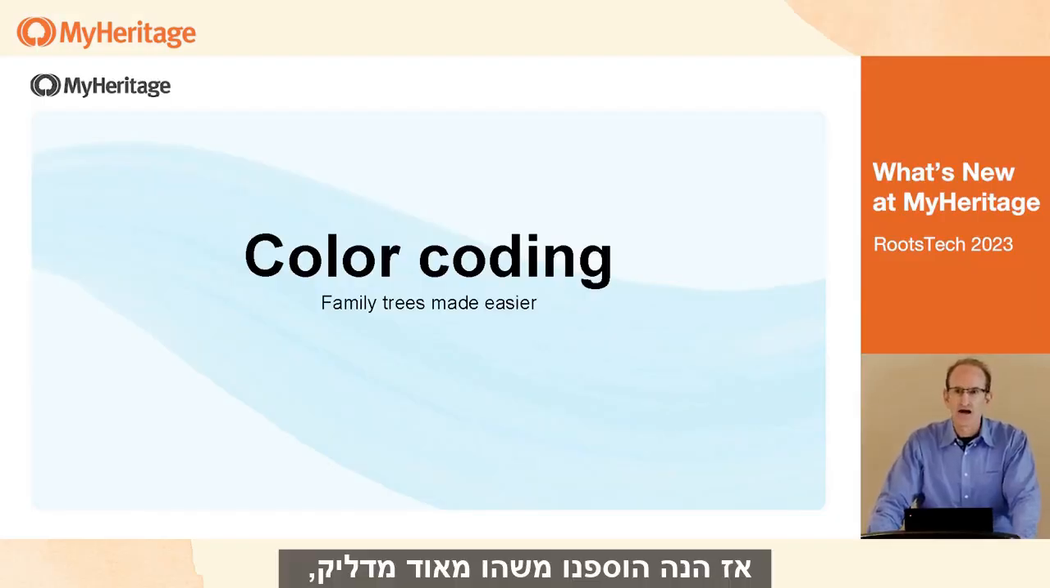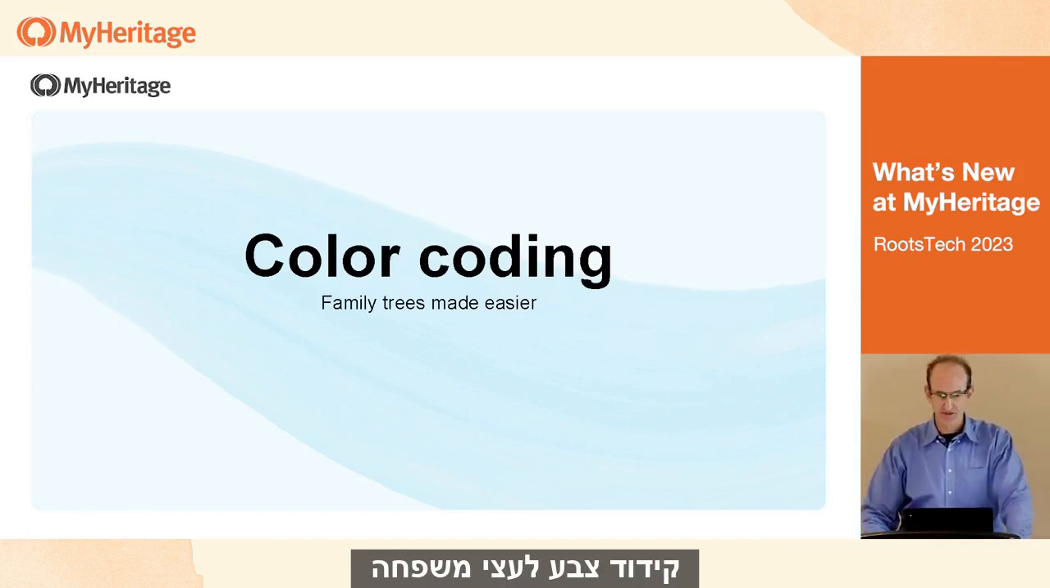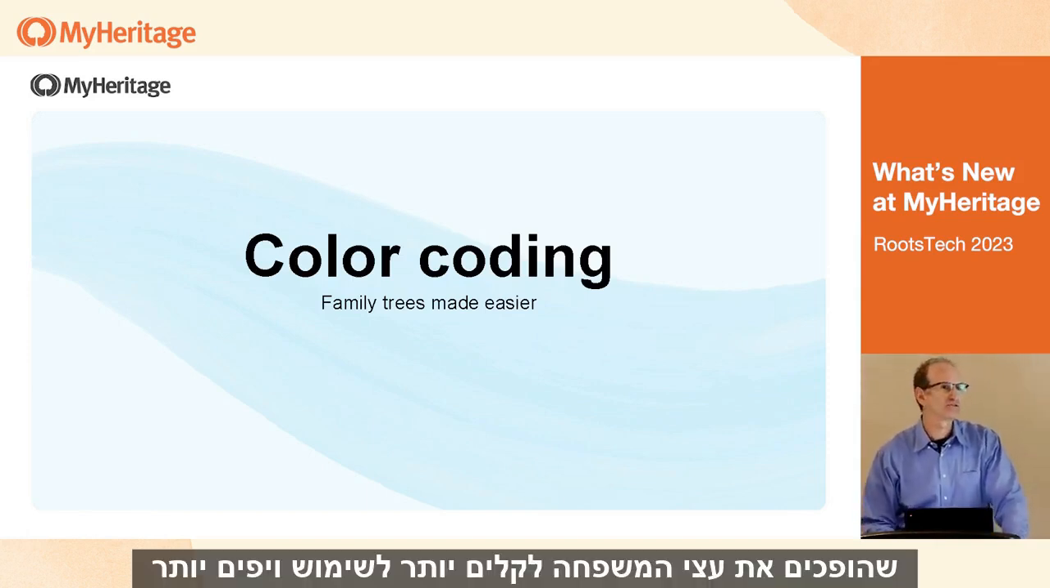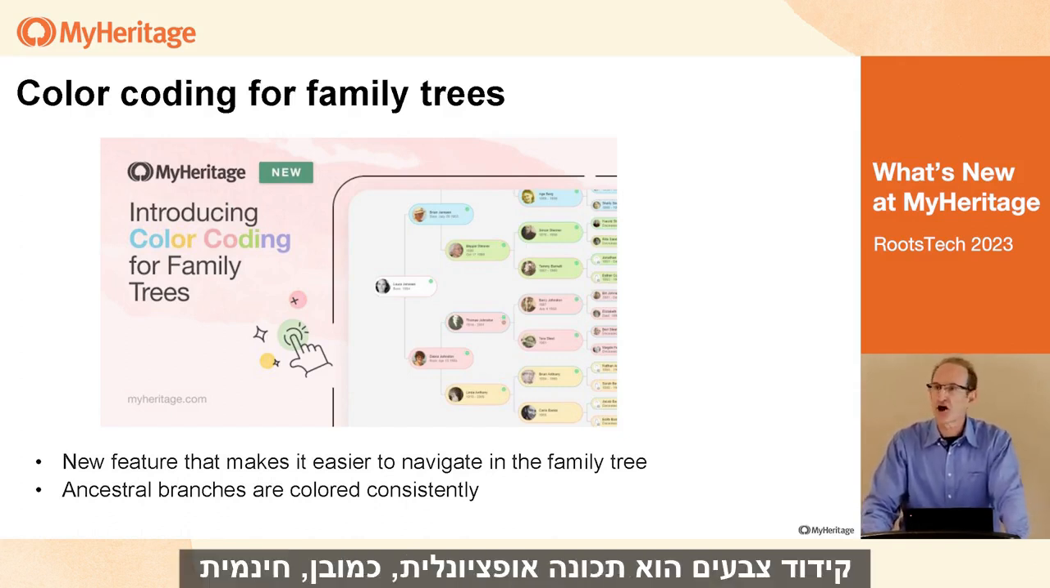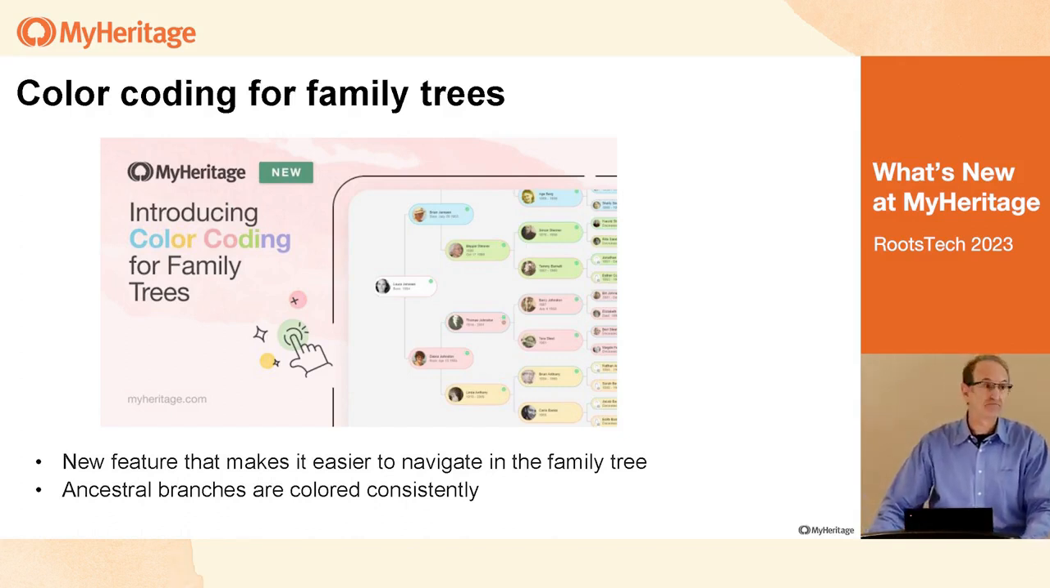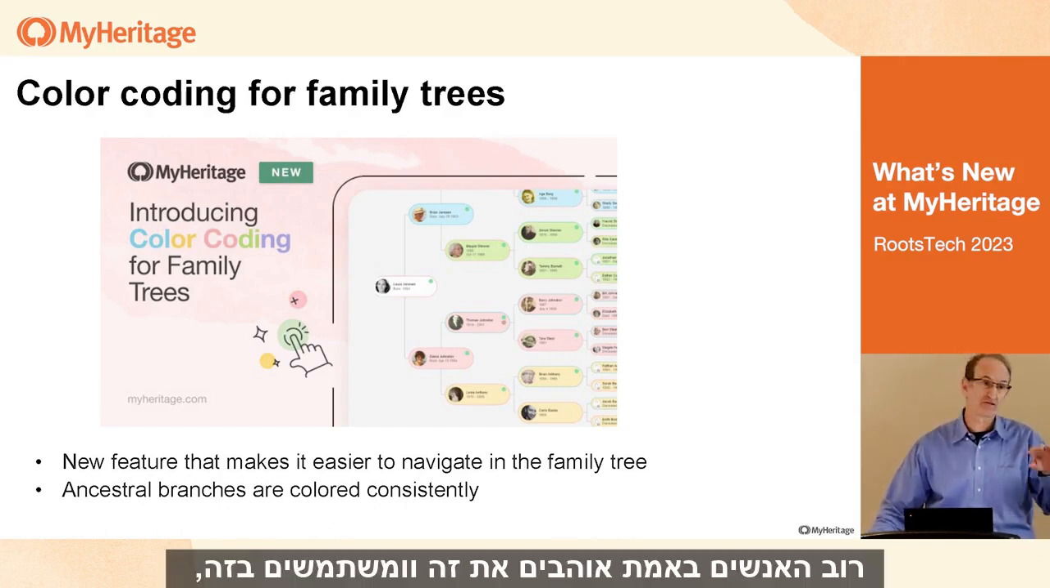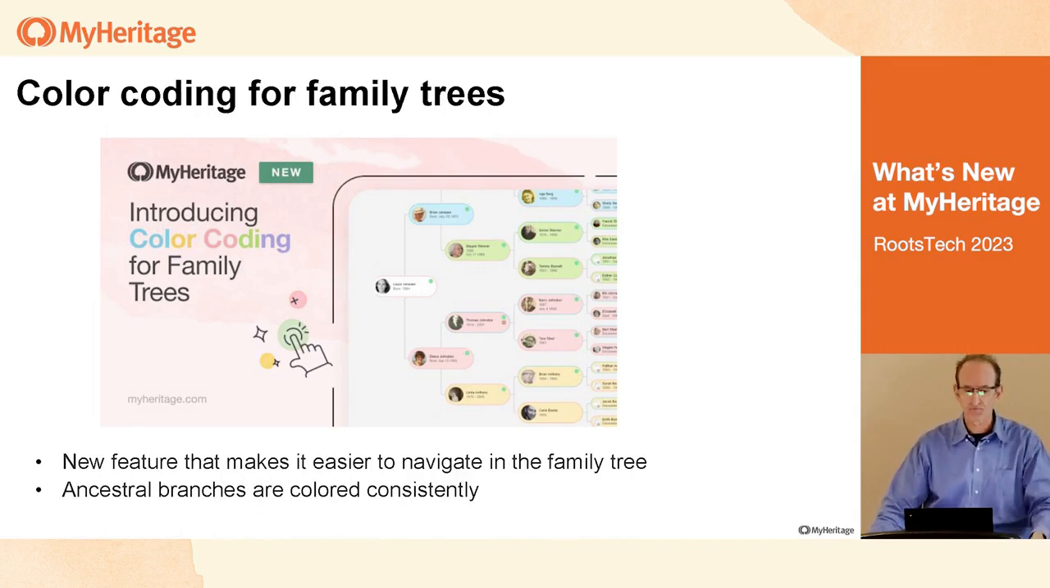So here, we have added something really neat, color coding for family trees, to make family trees easier to use and more beautiful as a bonus. So what is color coding? Color coding is an optional feature, of course free. You can use it or not. Most people actually love it and use it, but you can always turn it off or turn it on.